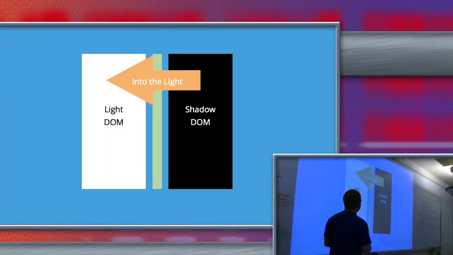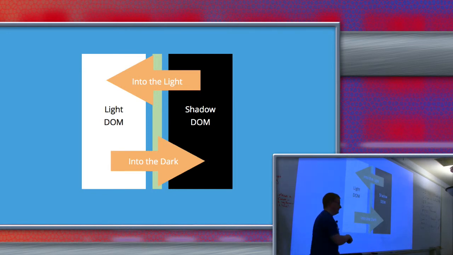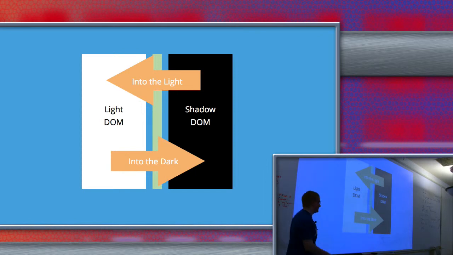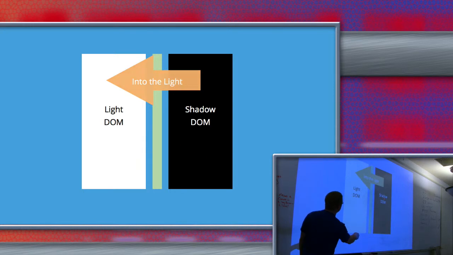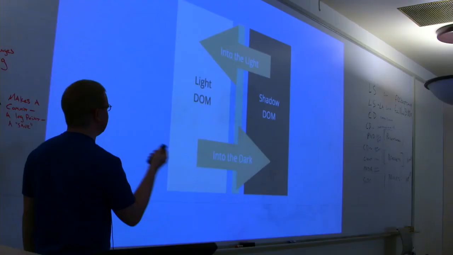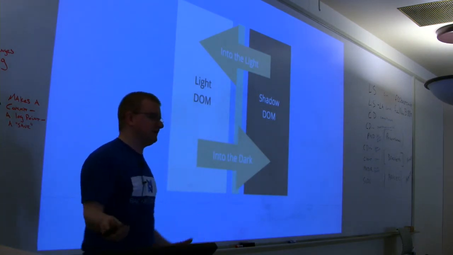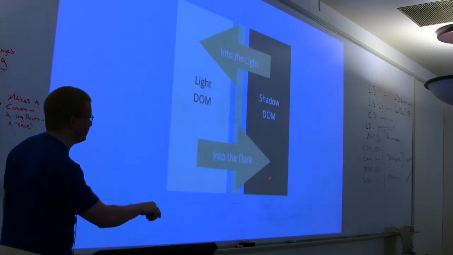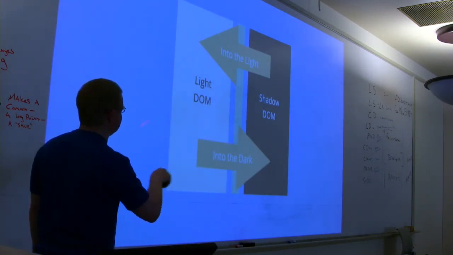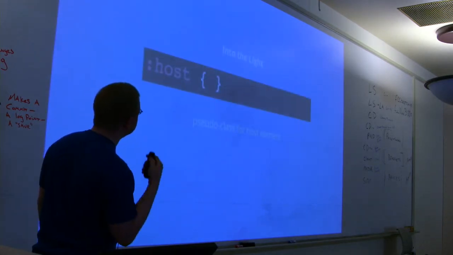So we can go into the light or into the dark. And so that's how you want to think about these new methods in CSS. We want to categorize them by into the light, which means you're going from your shadow DOM and you want to change the styles in your light DOM, in your main document, or you want to go the opposite direction. You want to go from your main document and change the styles in the shadow DOM. So that's how we categorize these. So into the light.